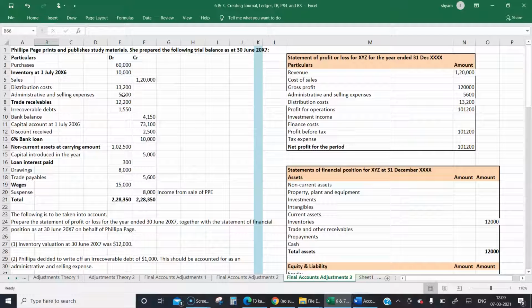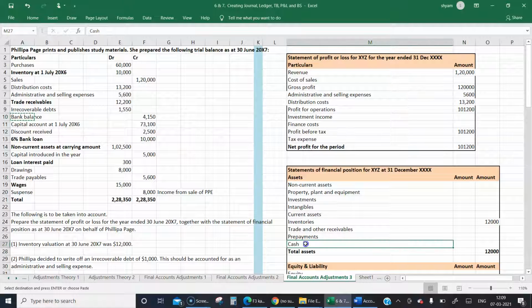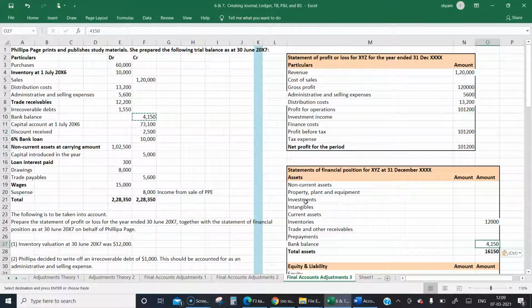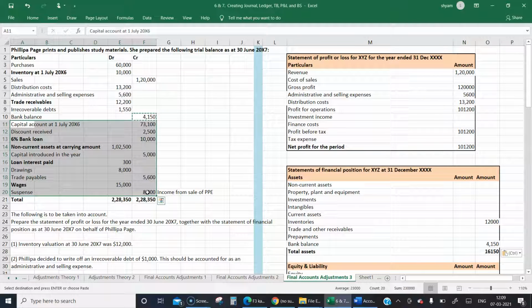The next one is bank balance. The bank balance amount is 4,150. The next one is capital. For capital, we have to create another working note and then work it out. So we'll start.